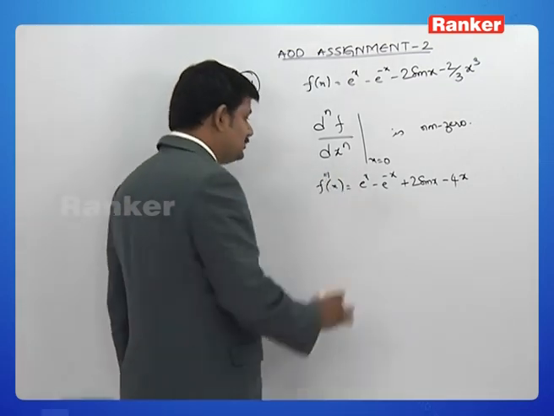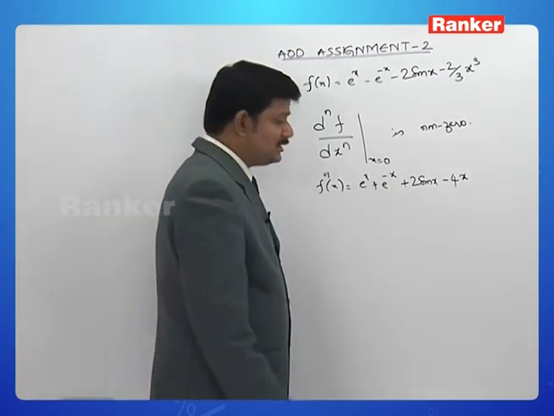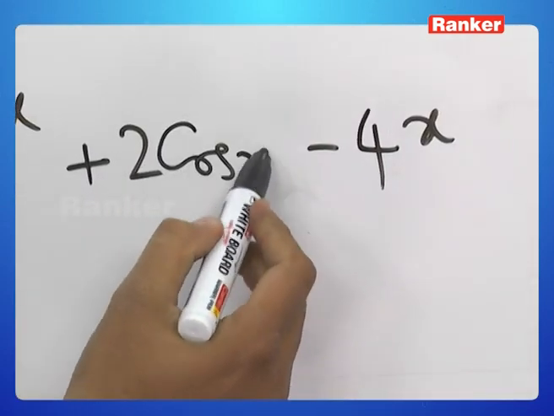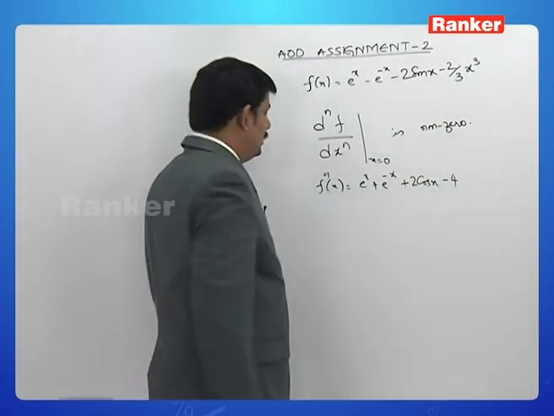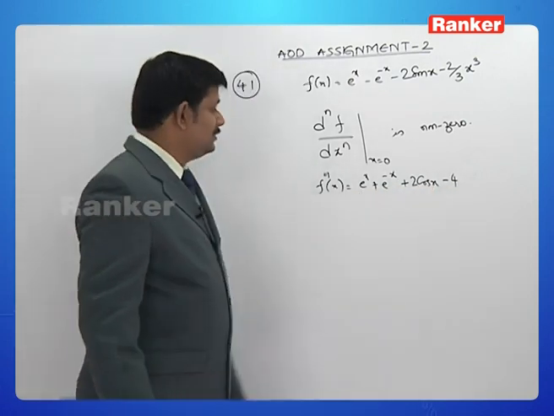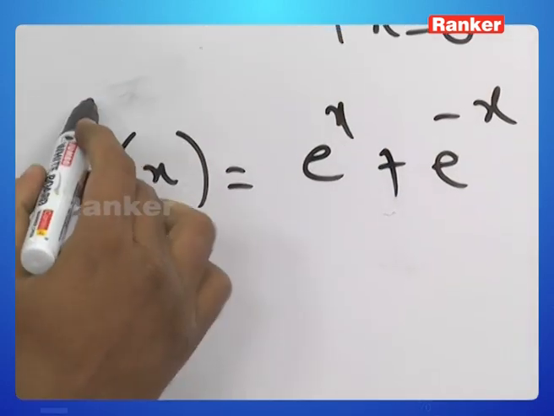Let us look at f triple dash of x: e power x plus e power minus x plus 2 cos x minus 4. At x equal to 0, this is 1 plus 1 plus 2 minus 4, which is again 0. So, n is not 3. Let us look at n equal to 4.